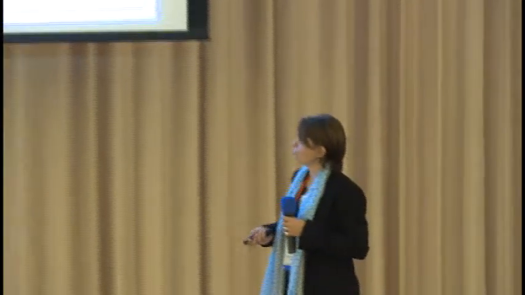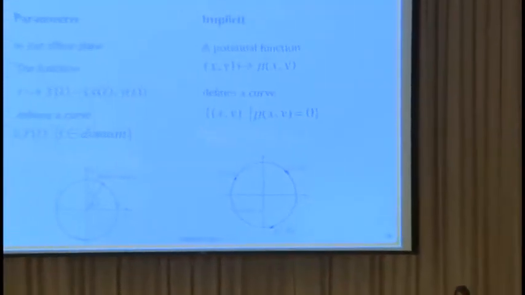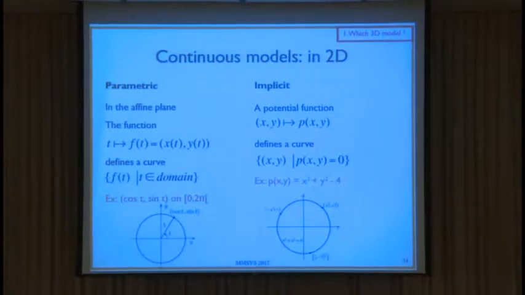So just to get the ideas clear, I'll do a very simple example in 2D. If you go to these continuous functional models, you have the parametric setting, which is the most classical, and the implicit setting. And they have different properties. There are different advantages and different drawbacks. They are actually quite complementary. So what is a parametric representation?